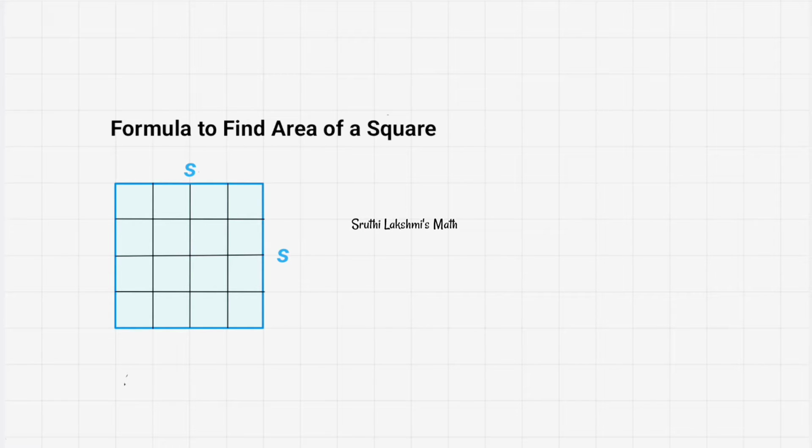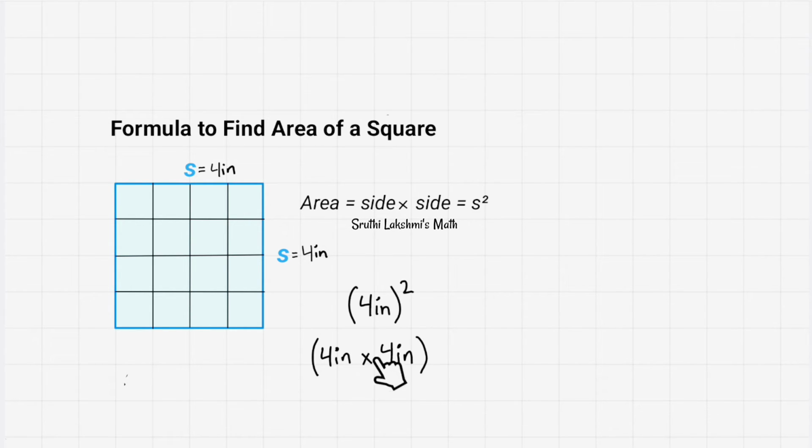Now let's see the formula for finding the area of a square. For finding the area of a square, we need to multiply the side times side. So side squared. Here the side's measurement is 4 inches. So we have to do 4 inches squared, or 4 inches times 4 inches, which equals 16 inches squared.